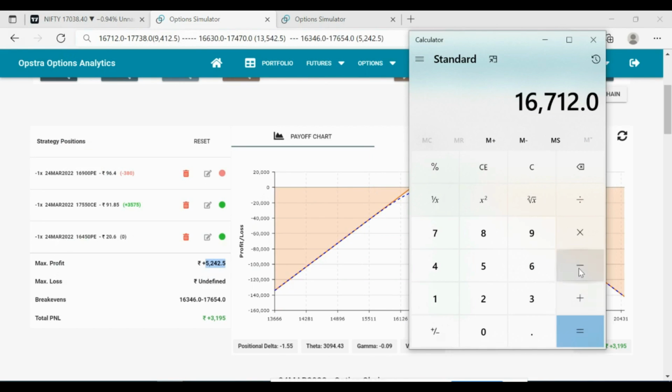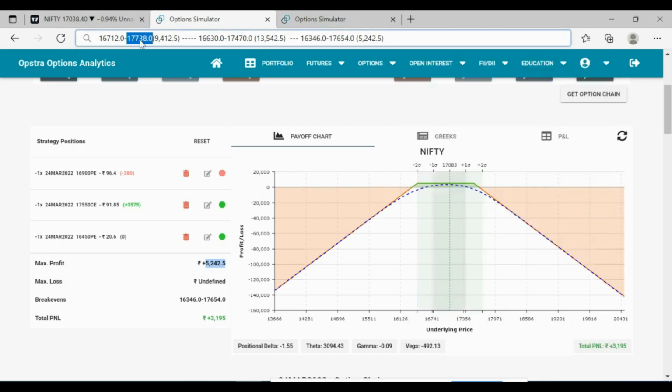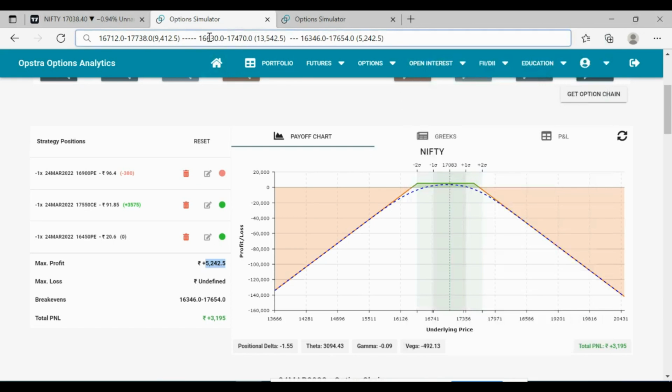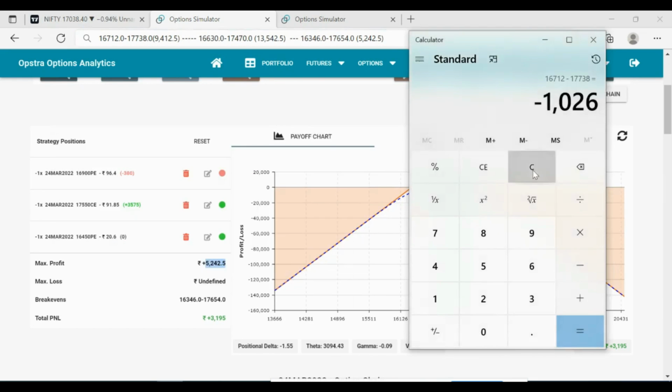The original range was... okay, so we had the original range of 1026. So when we did the first adjustment, let's see what range we got. Okay, the range has reduced to 840. So initially it was like 1020, and now the range has reduced to 840.